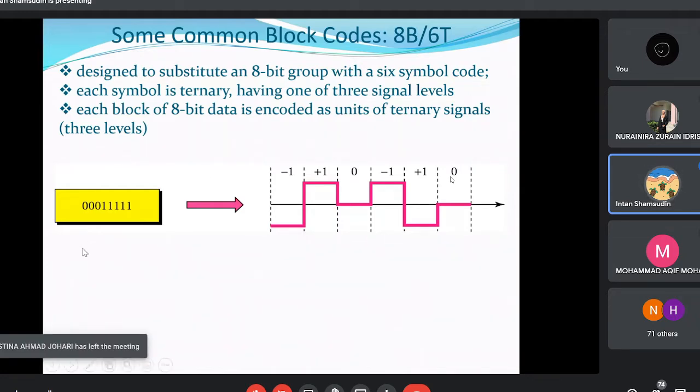Right? So to represent these 6 codes, actually we have a lookup table. That is also available online, on Google, you can just google it. So for this one, we have to convert into hexadecimal first. And then only can we convert to these 6 symbols.